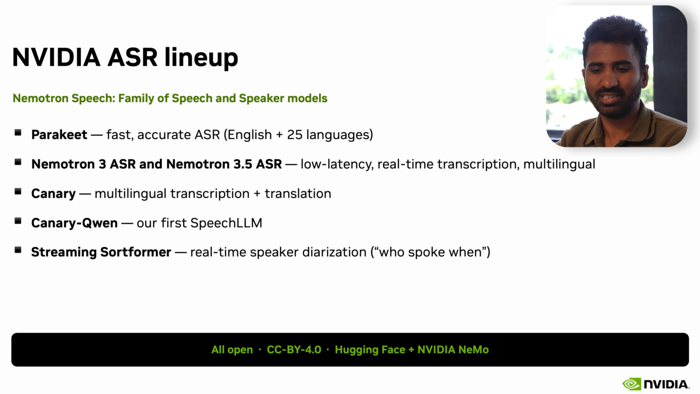The next class of models is Canary. It does two things: multilingual transcription and also translation with greater accuracy across 25 languages. Canary Qwen also falls under the Canary class of models, but it has an LLM backend. We use Qwen 2.5 as our first LLM backend for the Canary class of models, and we are working on the next versions of it.